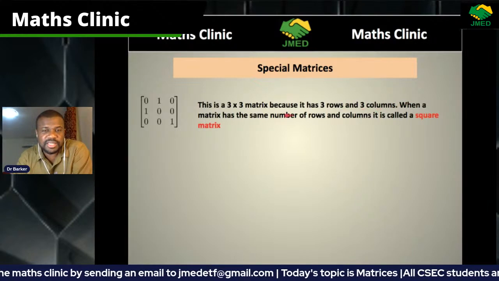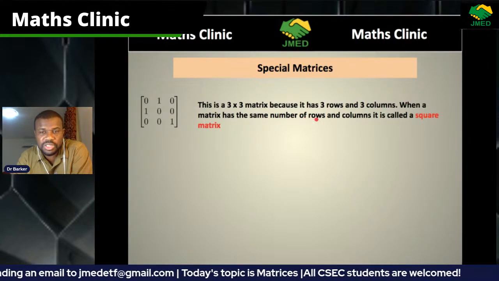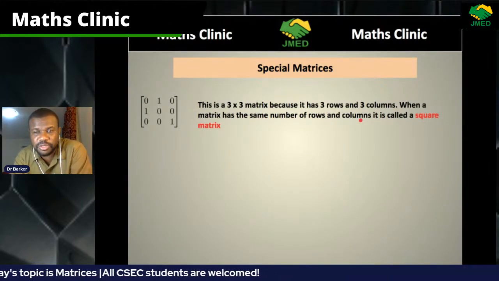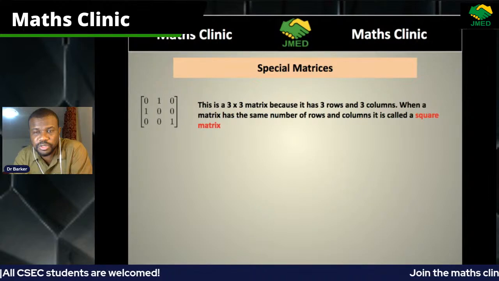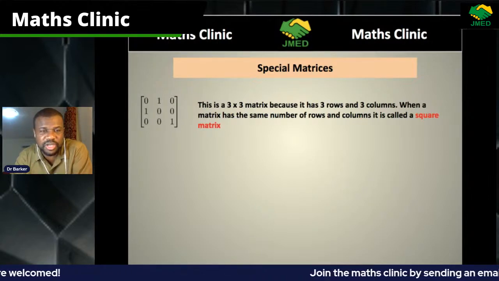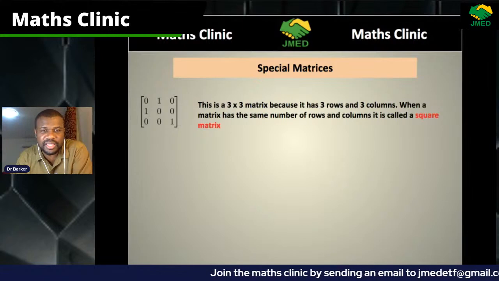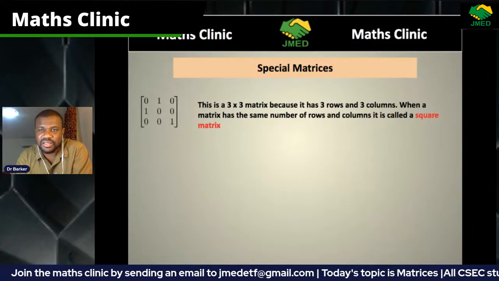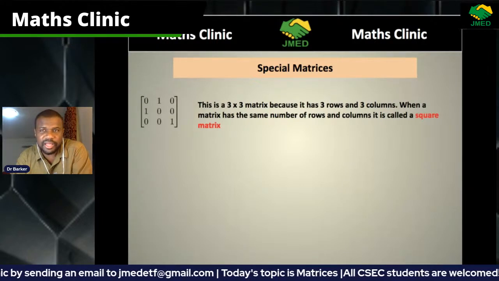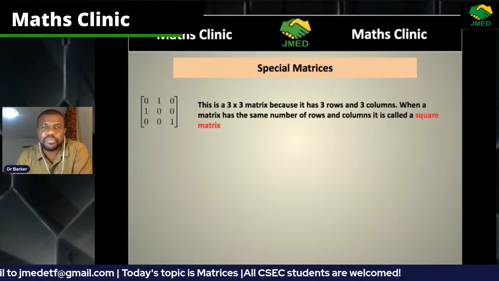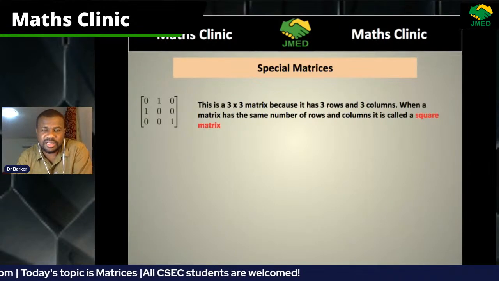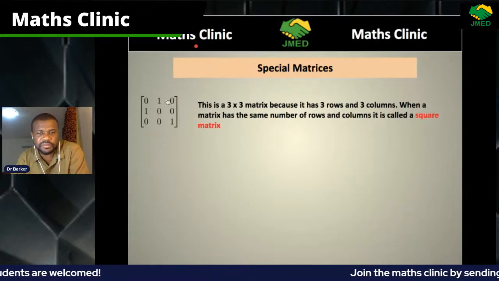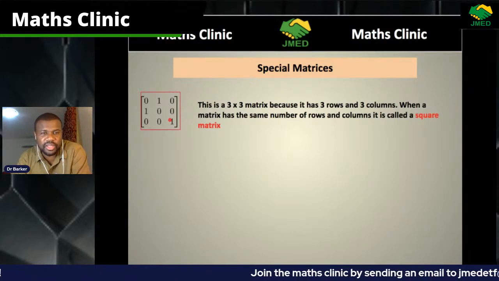Now, when a matrix has the same number of rows and columns, meaning the rows and the columns are the same in terms of numbers, it is called a square matrix. Can anybody think about why this would be called a square matrix? Any ideas why we would call this a square matrix? Exactly. And it looked like a square, isn't it? Right? Exactly. So there's a reason why we call it a square matrix, because it looked like a square. So you can see that square right around the matrix.